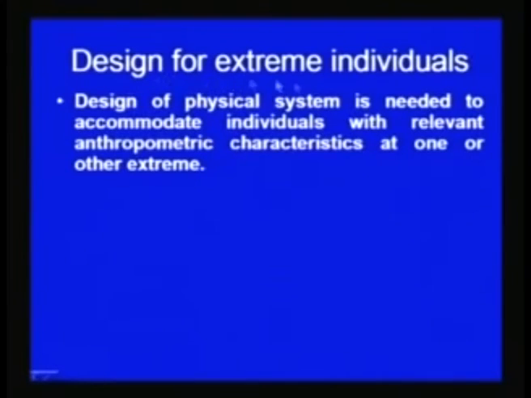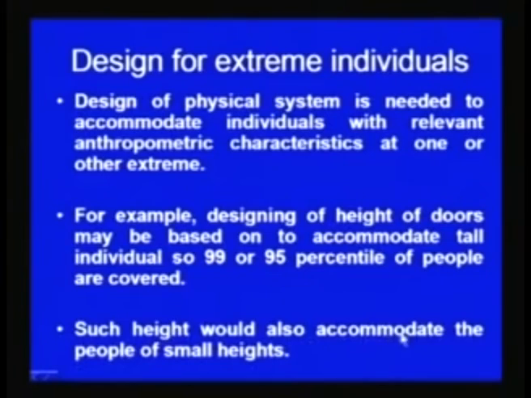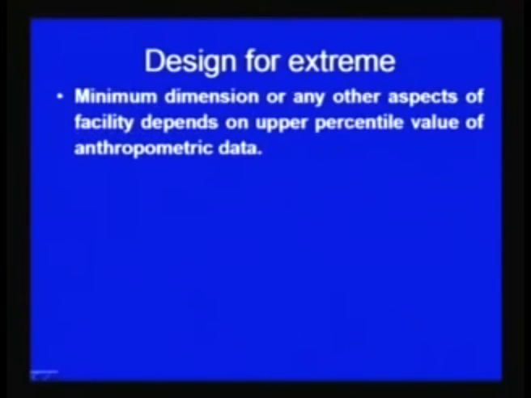The design for extreme individuals is based on the extreme anthropometric data for the human beings who are to be covered. The design of the physical system is needed to accommodate individuals with the relevant anthropometric data at one or the other extreme. For example, the height of doors may be designed to accommodate tall individuals, so that either 95 or 99 percentile of the people are covered. Such a height would also accommodate people of small heights.